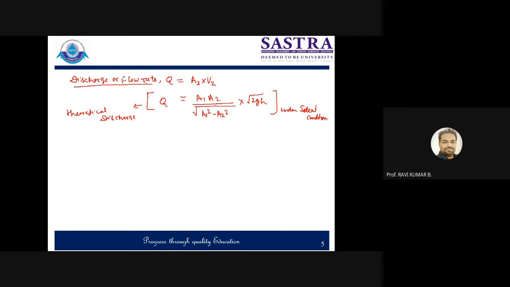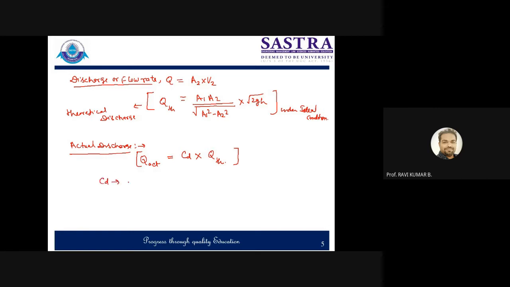But actual discharge will be lesser than this because of some losses involved. So when you are going for actual discharge, that will be represented by Q actual. We will add one parameter here, that is called coefficient of discharge, into the same expression, that is Q theoretical. So CD times Q theoretical will be called the actual discharge, where CD is basically called the coefficient of Venturi meter.